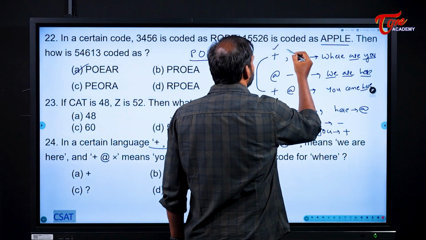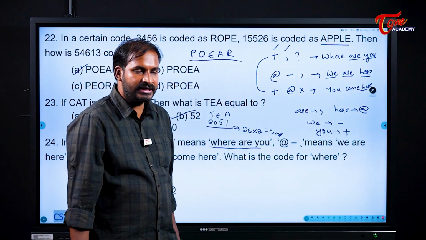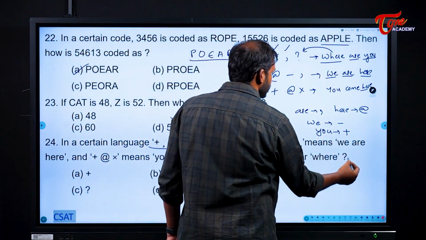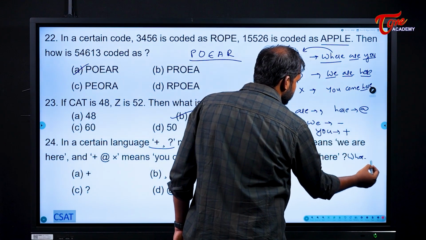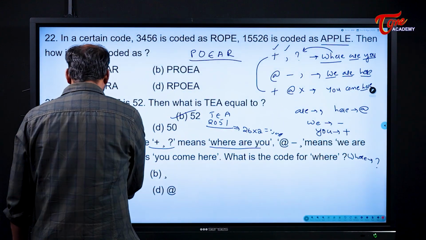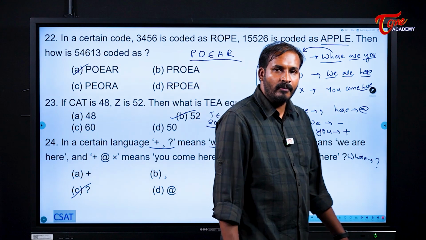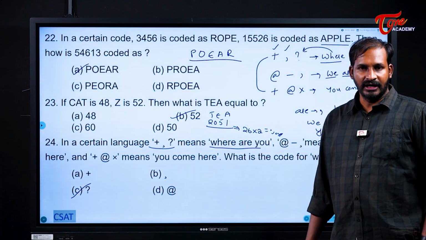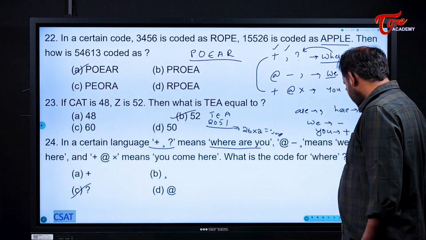So here plus is gone and comma is gone. So the only thing we are left with here is where. Obviously, where will be coded as a question mark. So our answer here will become question mark. So with the help of the common things, we can find the answer in this type of cases. Understood? Okay. So we will see the next one.